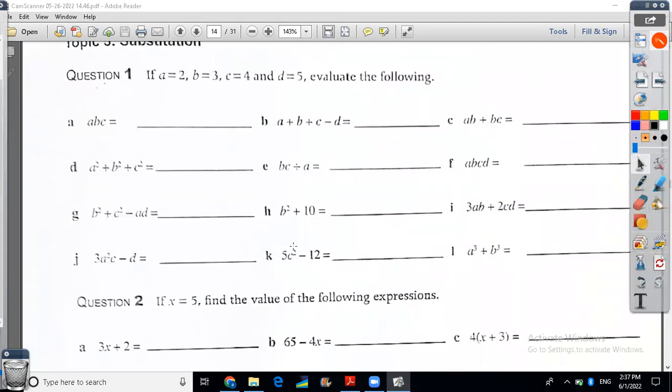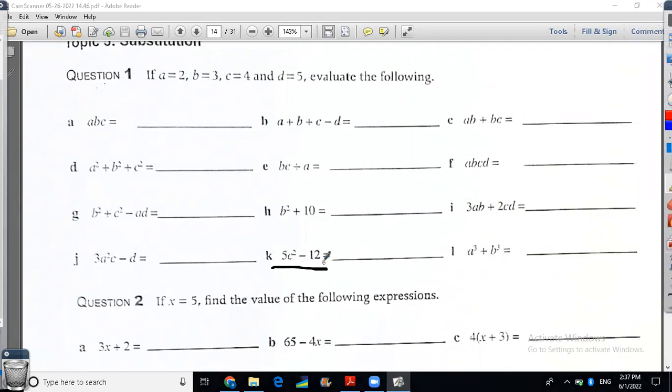Same thing exactly over here, substitution, but I want to remind you of something here. Let's take this as an example. 5c squared minus 12. It means 5 times c squared. What is c? C is 4. So it's 5 times, what is c squared? It's 4 squared. 5 times 16 minus 12.